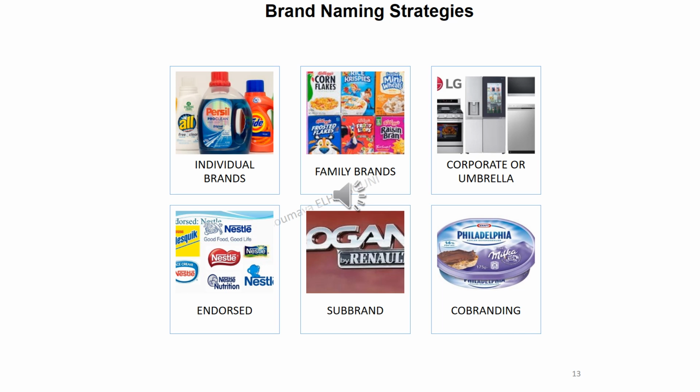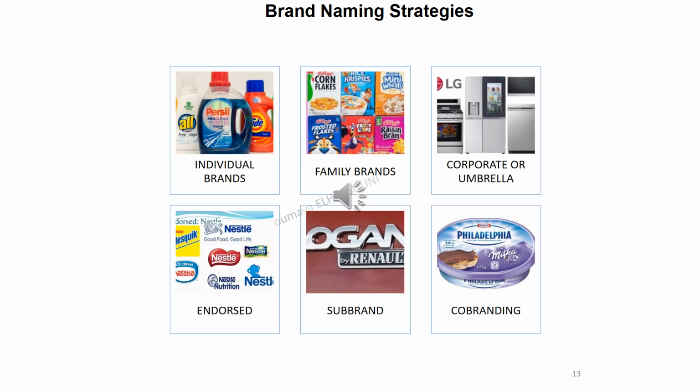Then you have what we call the endorsed brand. Endorsed brands are brands in which the company name is included but doesn't dominate. A good example would be Nestle, with products like Nescafe, Nesquik, Nespresso. All those products start with Nes, and the Nestle name provides credibility while the sub-brands focus on their unique offerings. So this is what we call endorsed.